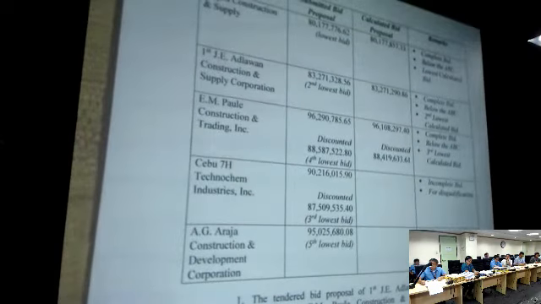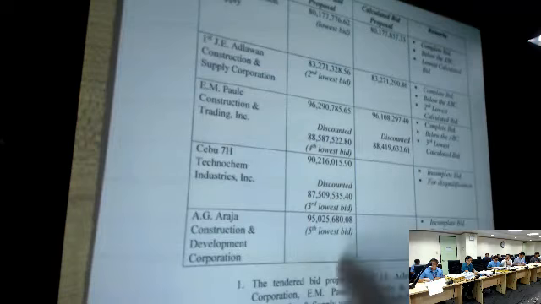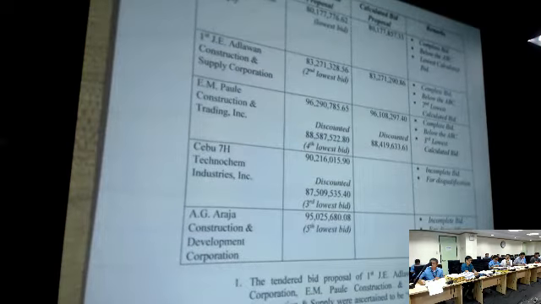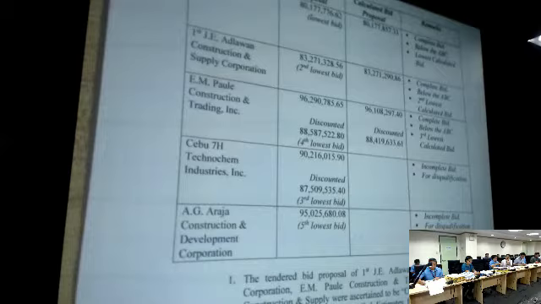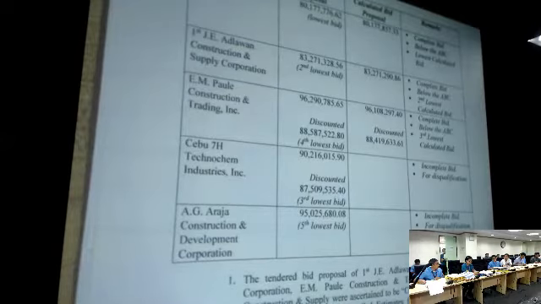During the conduct of bid evaluation for the project, the BAC TWG found out that Jargon, being the lowest bidder in the opening of bids, is still the lowest calculated bidder, followed by J.E. Adlawan, the second lowest bidder during the opening of bids, who is still the second lowest calculated bidder. However, our third lowest and fifth lowest, Cebu 7H and AG Araha, were found to be incomplete, and the bid of PM Paule, being the fourth lowest bidder, will be considered the third lowest calculated bidder.